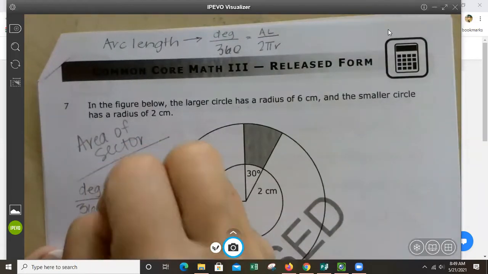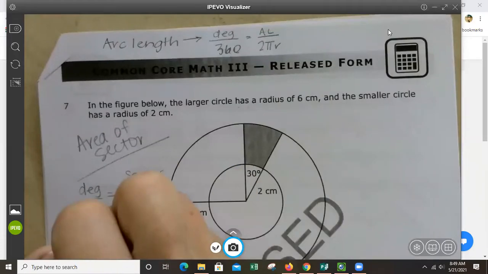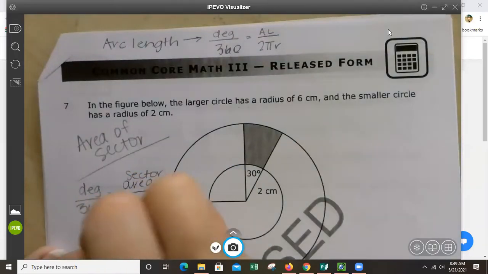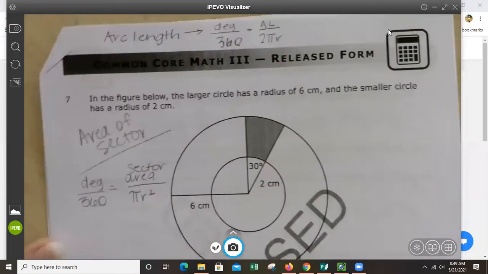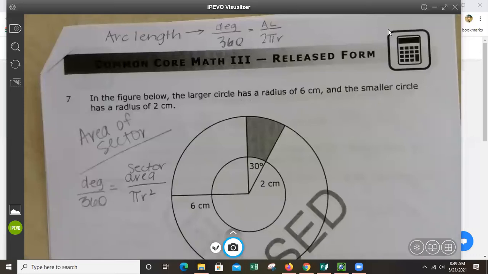So this is the sector area over pi r squared, because the area of a circle is pi r squared. So understand that those formulas are pretty much the same. It's just what is it part of? The arc length is part of the outside. The outside is the circumference. This is part of the area. So the area is pi r squared.